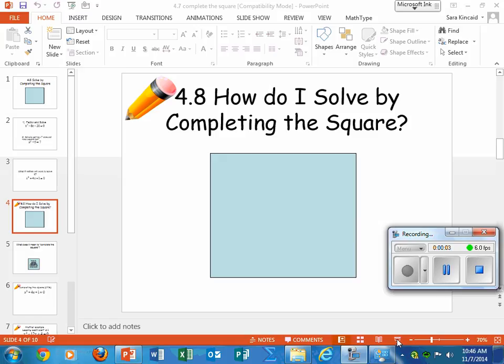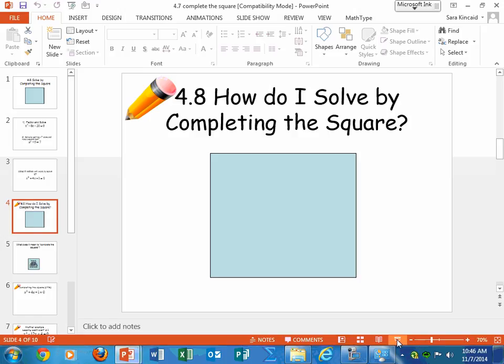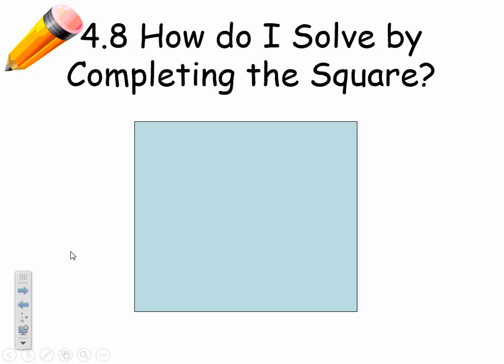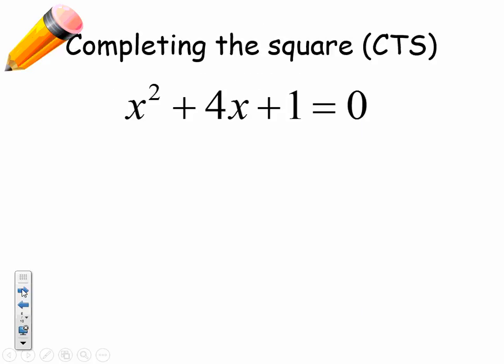Hello everyone. So this is part 2 of how do I solve by completing the square. So we've taken a look at what it means visually to complete a square. Keep that picture in your mind because we're going to need that as part of our process today. So you've written this key question in your notes. After that, we're going to go ahead and start some examples.